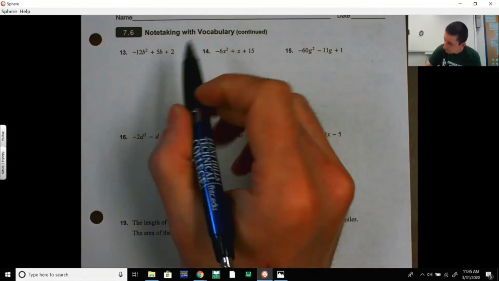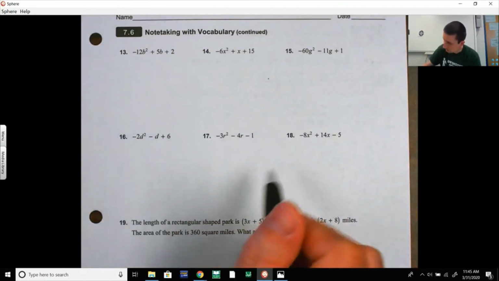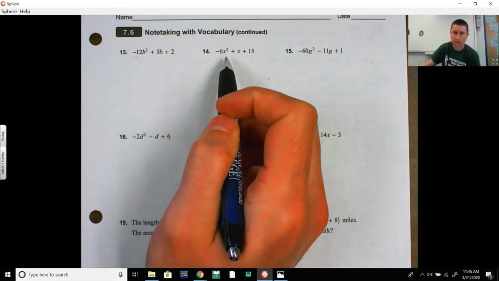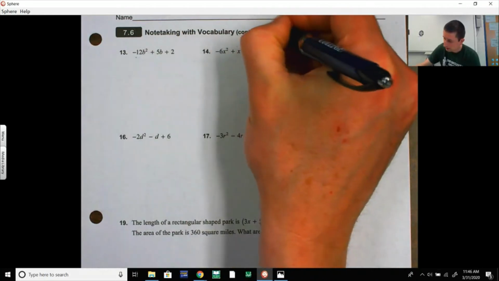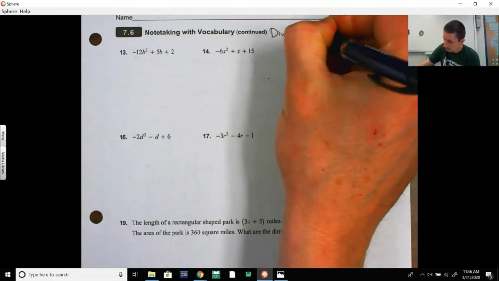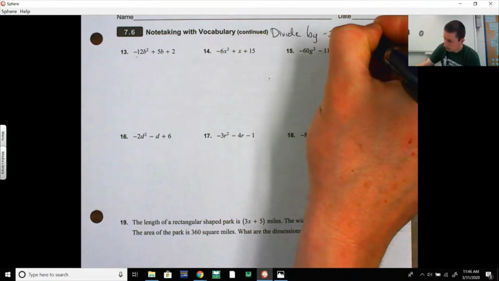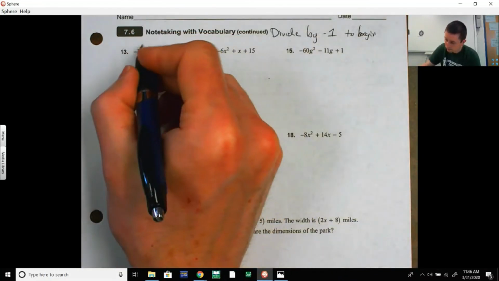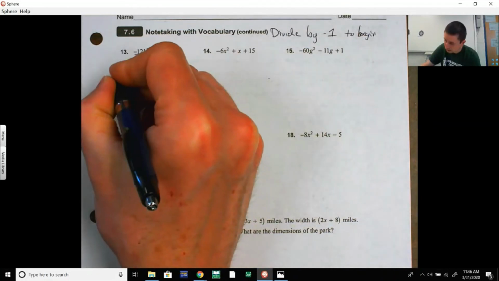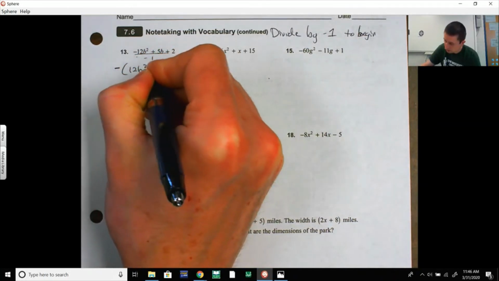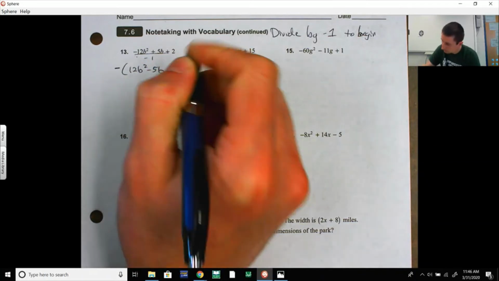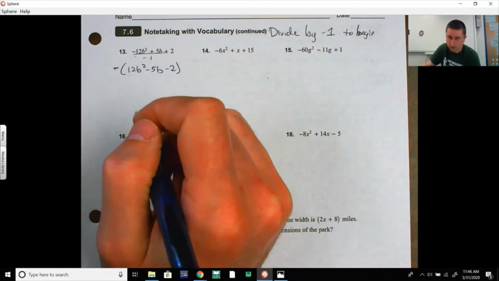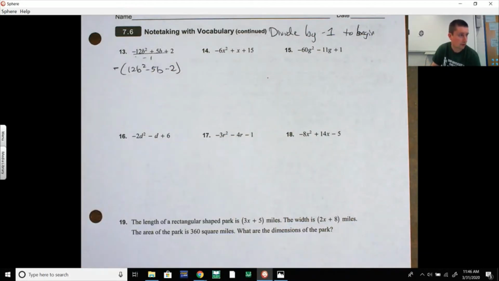One thing to do with 13, 14, 15, the rest of these, you see how there's a negative 1 in front. Okay, take the negative out of there. That's going to make it easier. So on these, divide by negative 1 to begin. Or if there's a common factor, divide by a negative common factor. So if you're dividing by negative 1, you're going to get negative 12b squared minus 5b minus 2. And from there, this negative is just going to hang out in front. And you're going to see some of those questions.